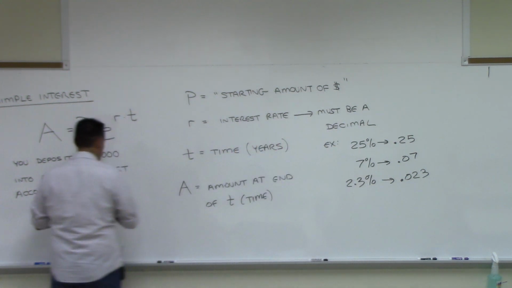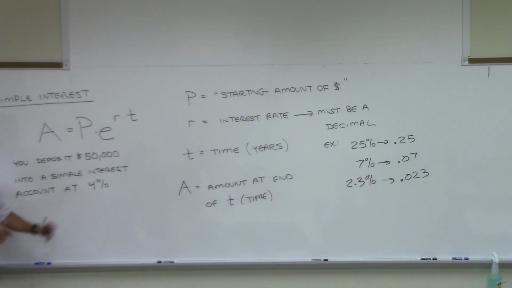So this always fluctuates, all right? And right now it's pretty high. So we got this 50,000, right? Putting in this account at 4%. And how long are we going to leave it in there? Let's say 3 years? That's a long time, but let's just do it. At 4% for 3 years.